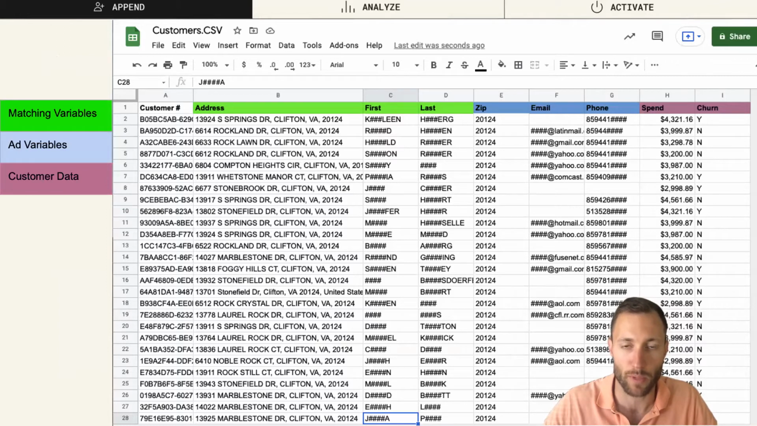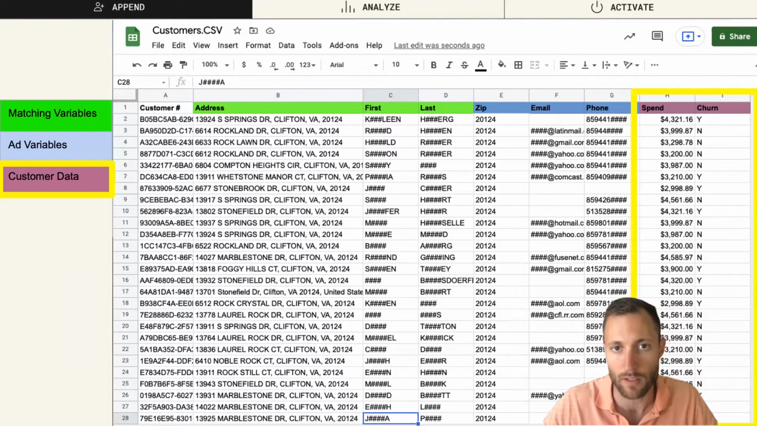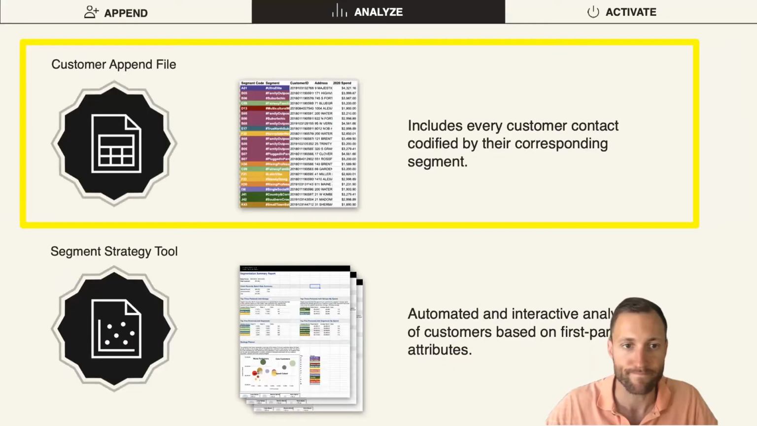But in this video, we're going to be talking specifically about these columns. They also included the spend per customer, as well as a binary variable, churn. So they got back a customer append file, and I'm going to talk to you about how we can analyze this manually. And then next we'll talk about the segment strategy tool, where all of this number crunching has been done in an automated way for you.